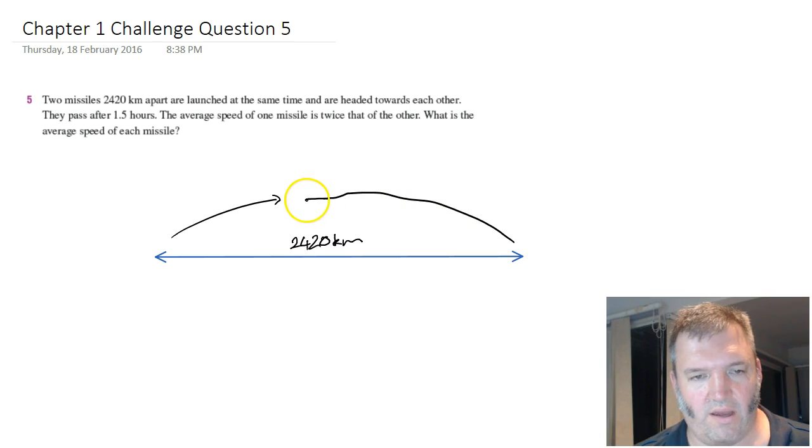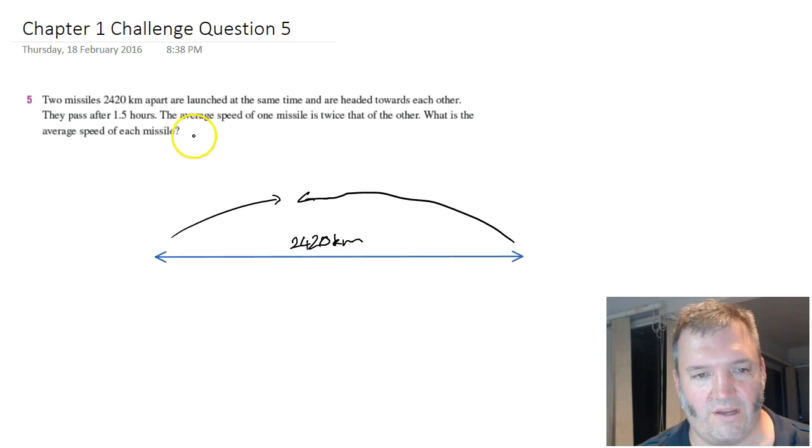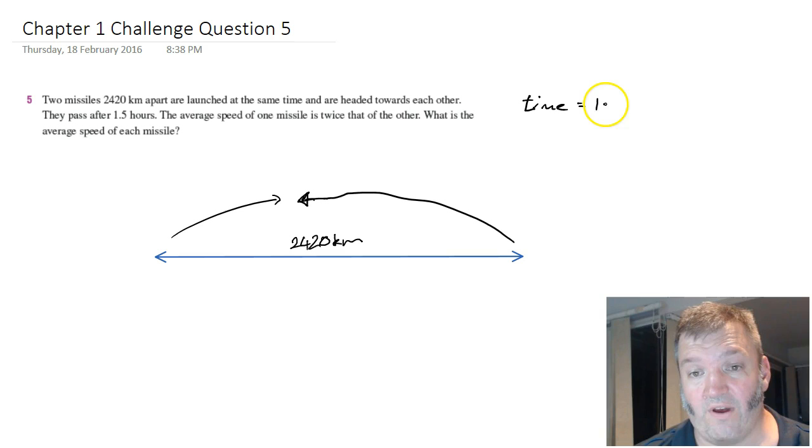Now we're going to have to make a little bit of an assumption here, and that is that we're only interested in the horizontal speed, towards each other. We're not really interested in the elevation here. So they're heading towards each other, and rather than colliding, they pass each other after 1.5 hours. So we've got a value there: the time equals 1.5 hours.